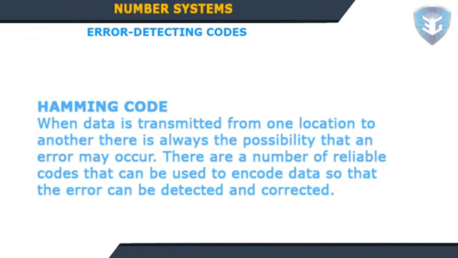Hamming code. When data is transmitted from one location to another, there is always the possibility that an error may occur. There are a number of reliable codes that can be used to encode data so that the error can be detected and corrected. With this project, you will explore a simple error detection and correction technique called a Hamming code. A Hamming code can be used to detect and correct one bit change in an encoded code word. This approach can be useful as a change in a single bit is more probable than a change in 2 or more bits.